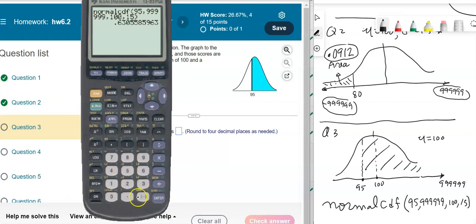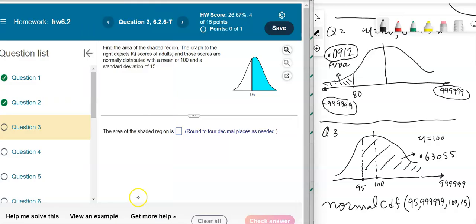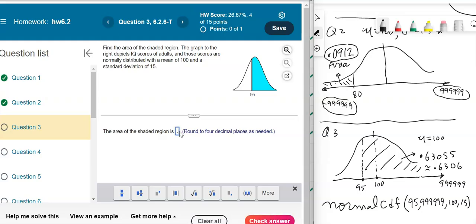Then that will give you this area: 0.63055. Then we round to 4 decimals, so 0.6306. Okay, so 0.6306 is the area.